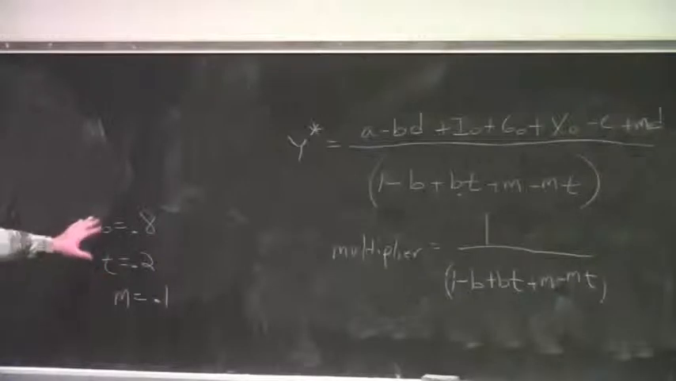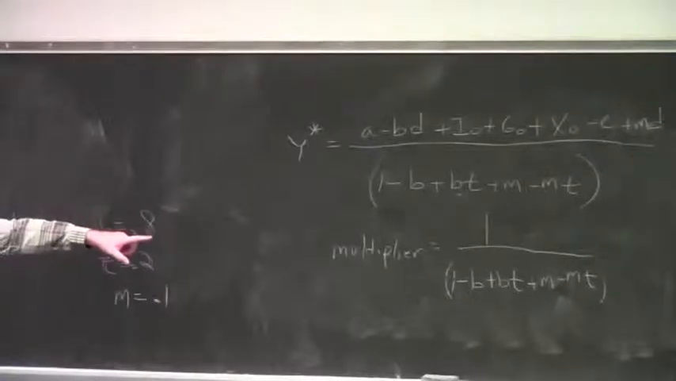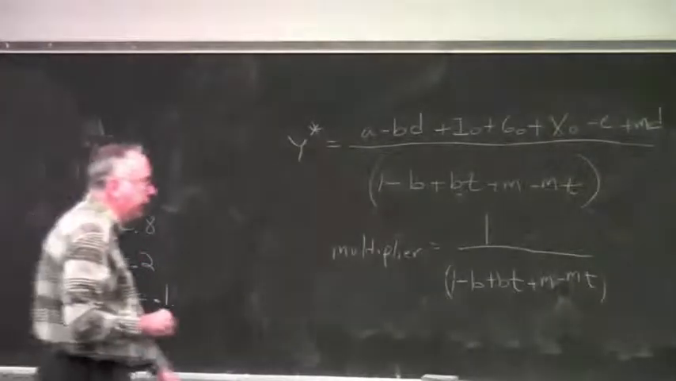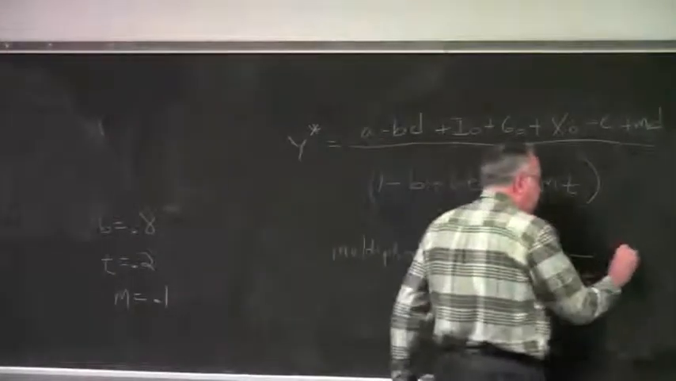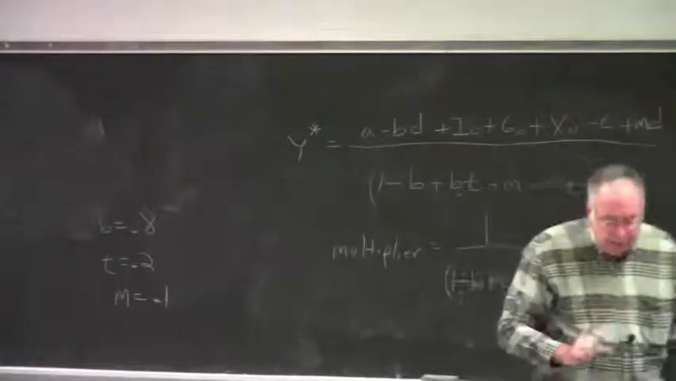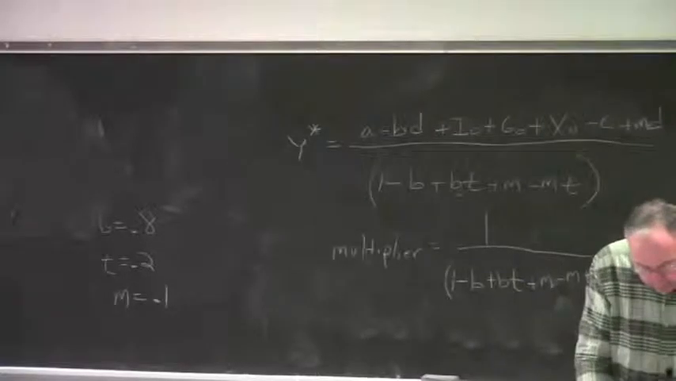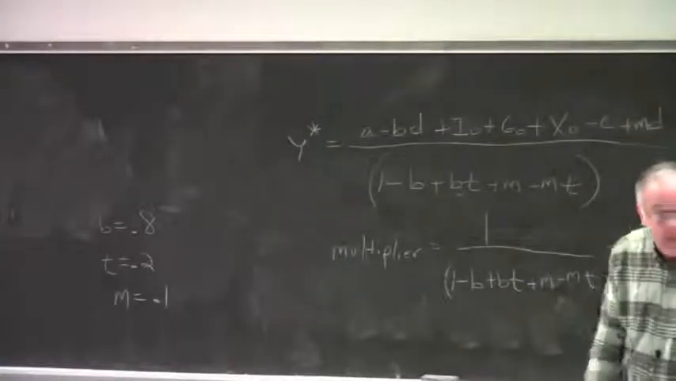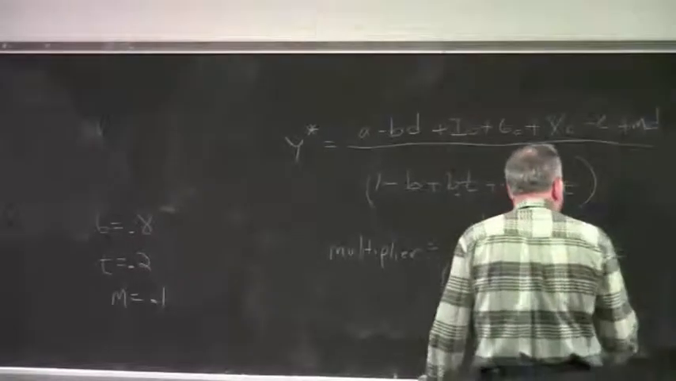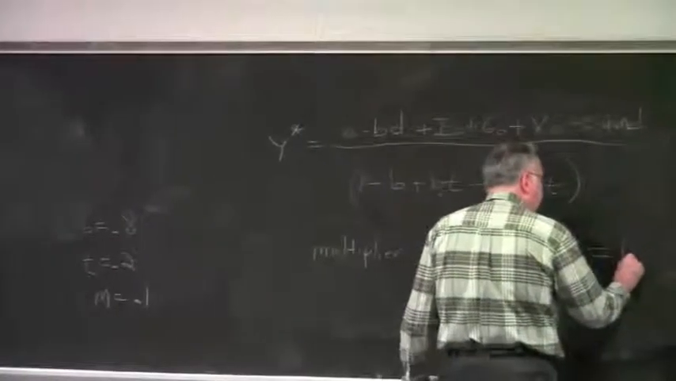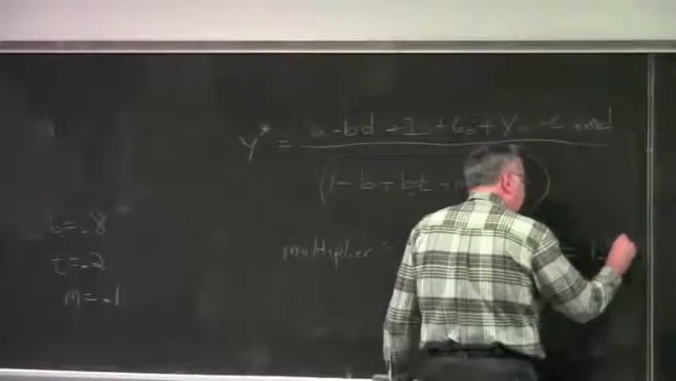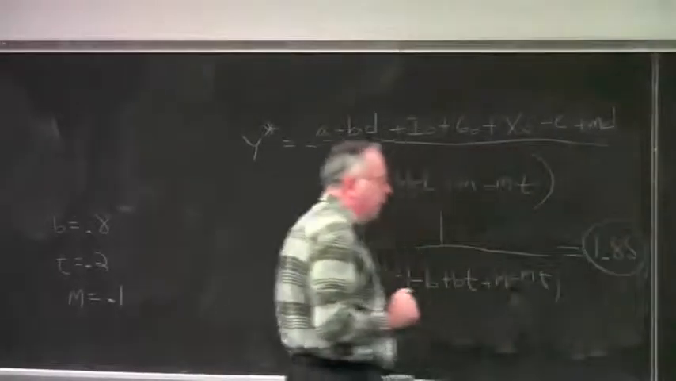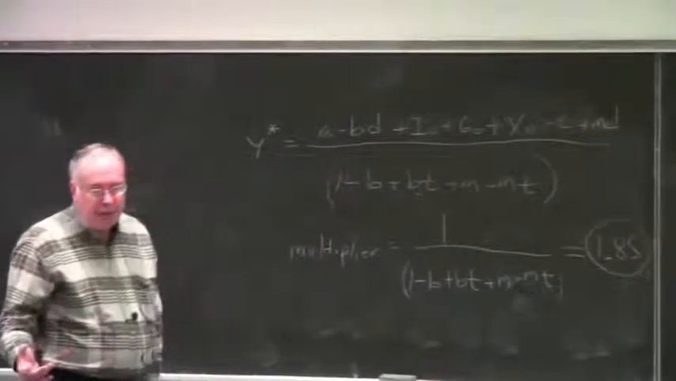Now, with these assumptions, you calculate this multiplier by plugging in, and what you get, you can check me on this, but what you get when you make all those substitutions is 1.85. Notice how much lower the multiplier is now in this more realistic model than it was in the simplest model.